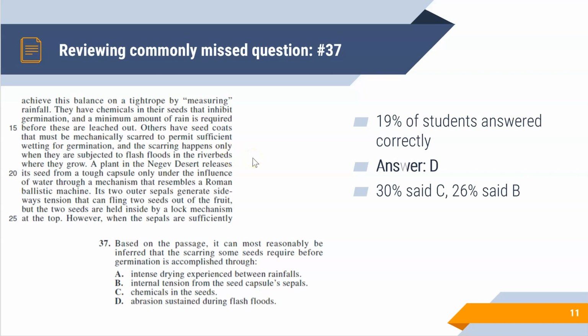Similarly to another question, there was a lot of answers that were spread out. These are really effective distractors, though, because the passage does talk about other things that happen to seeds. However, if it's specifically asking for things that are required before germination, abrasion sustained during flash floods is going to be the best answer there. And again, key ideas and details, it just relies on your close understanding of the passage. And this one was difficult. Only 19% of students answered correctly.